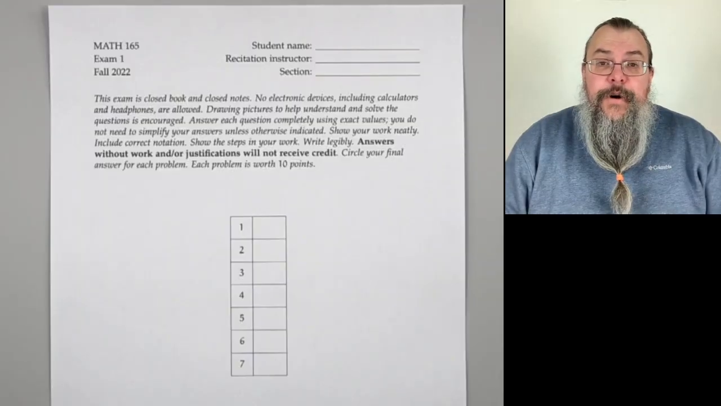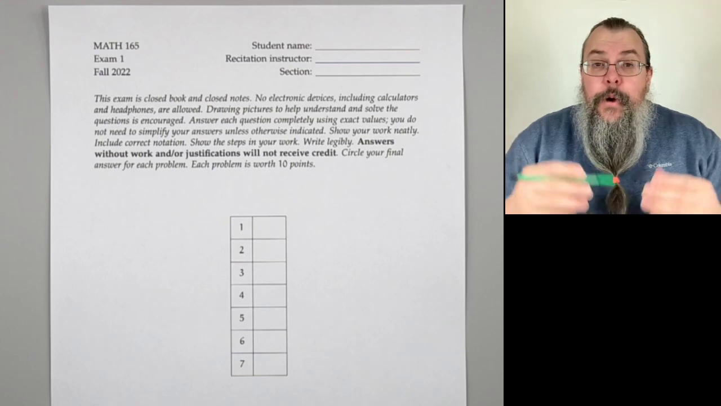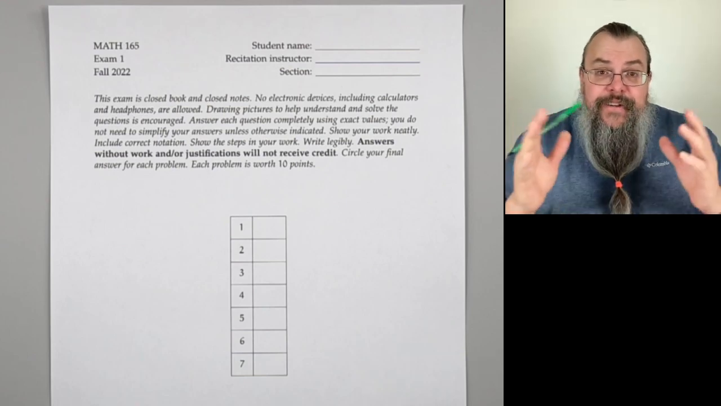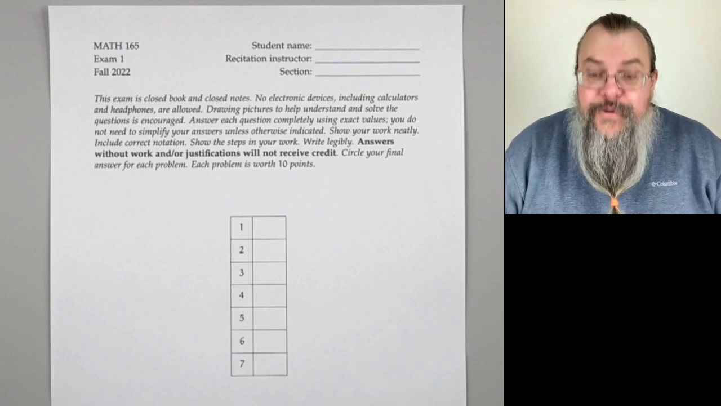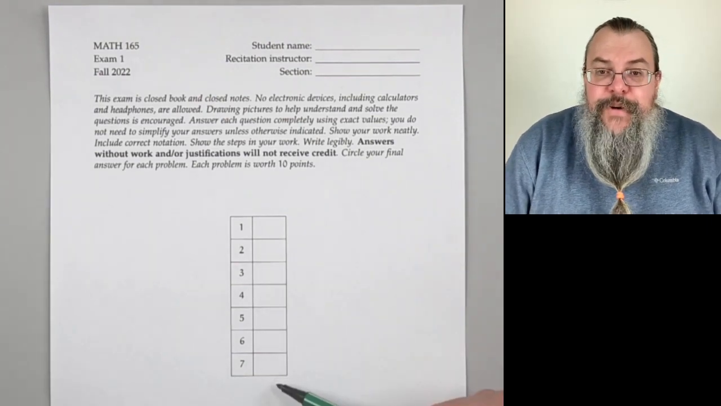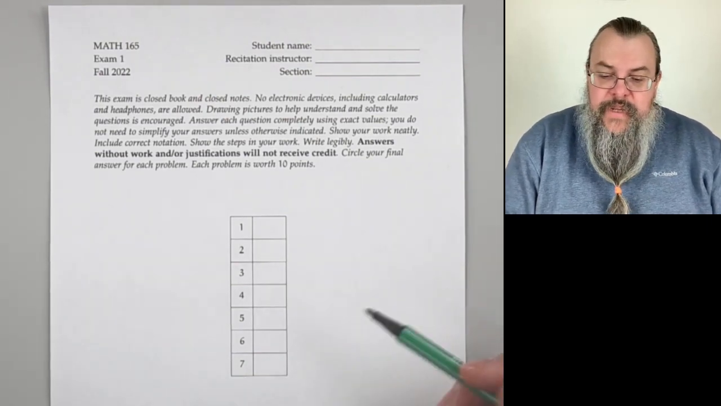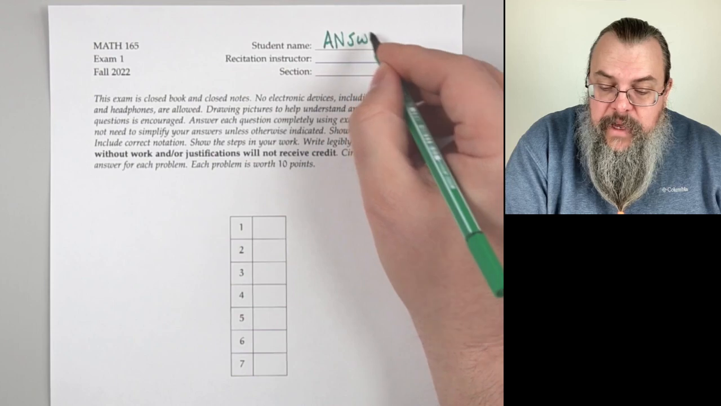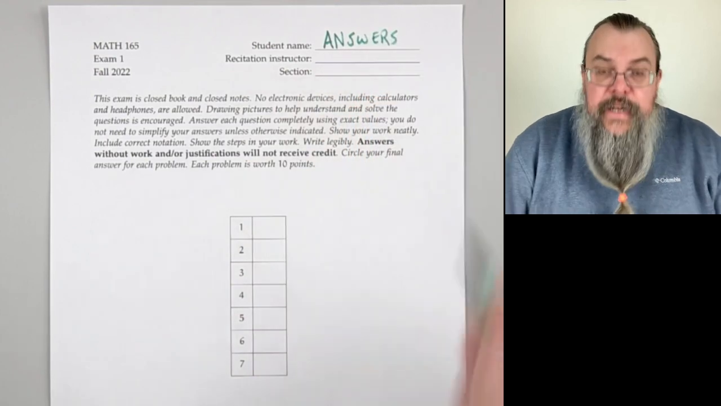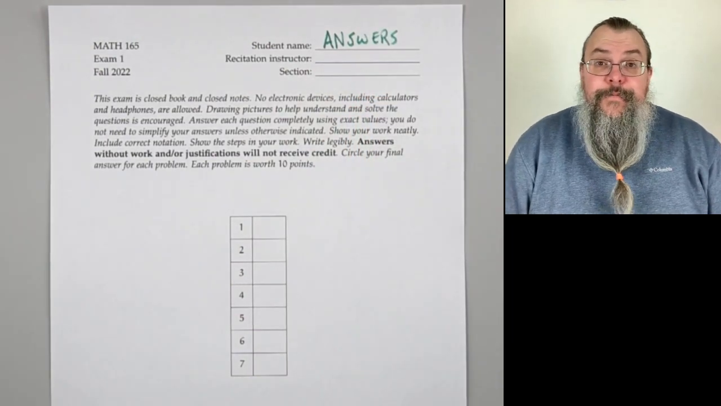So here we go. We're going to be taking a look here at the Math 165, that's Calculus 1, Exam 1 from Fall 2022. We've got 7 problems, so that'll be a lot of fun. And of course, because we want credit, we'll put our name and we'll call ourselves Answers. That's a great name. Well, let's get going.